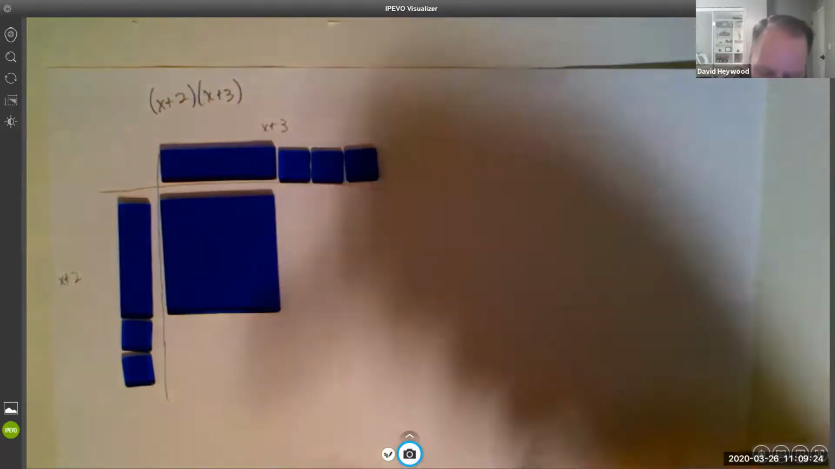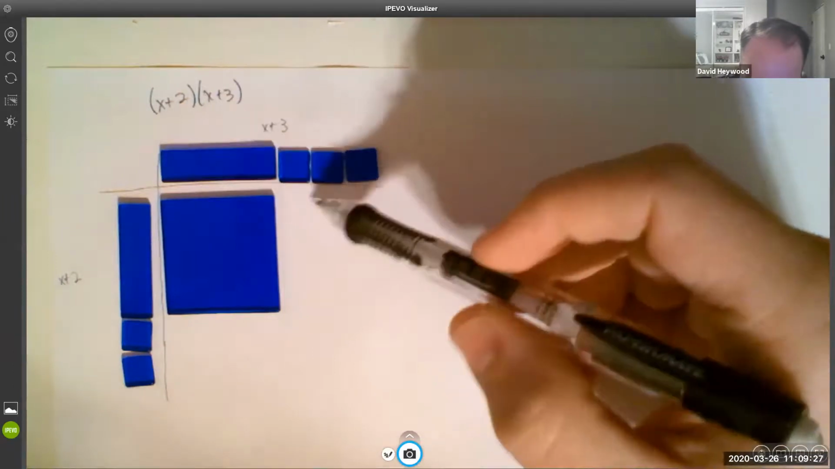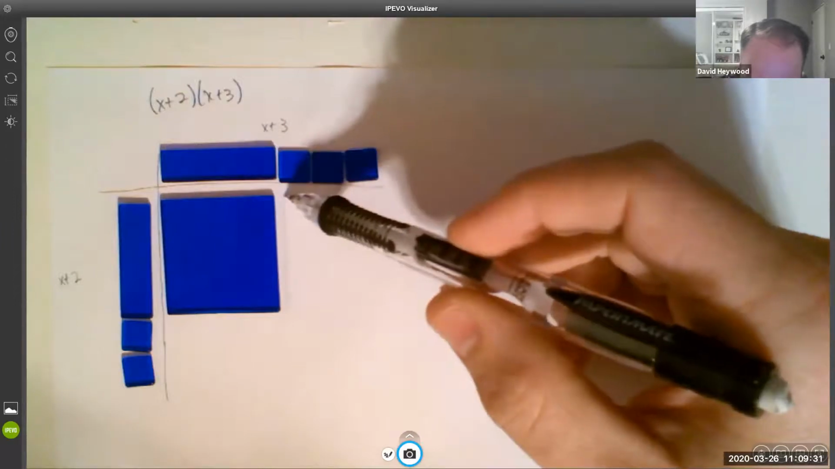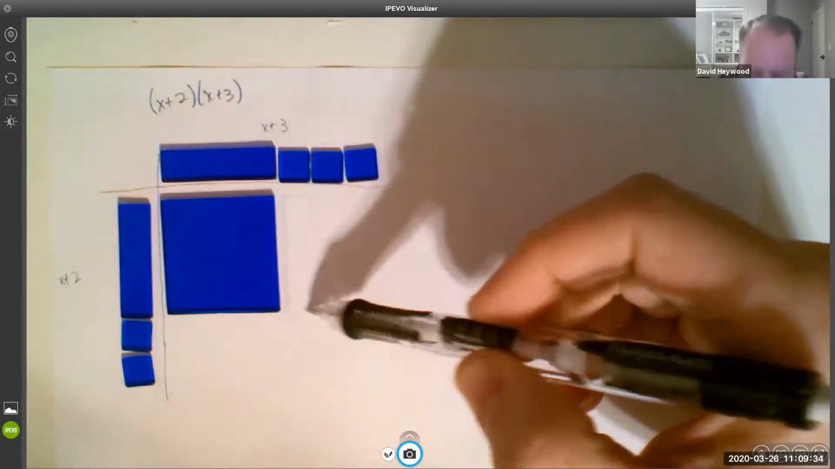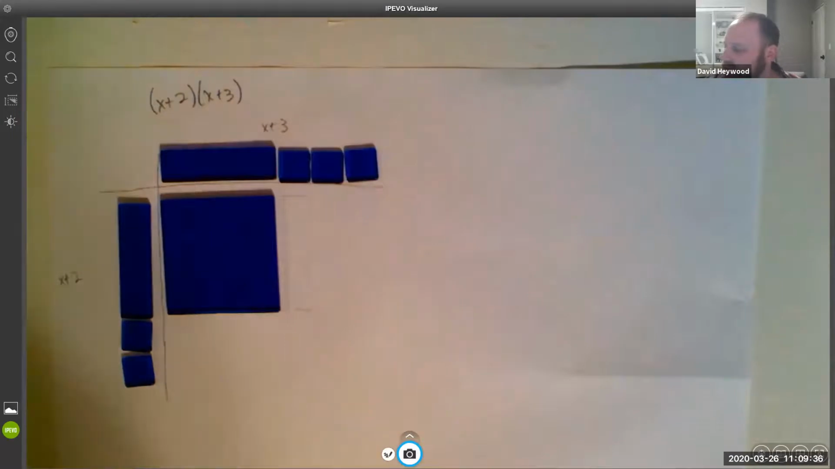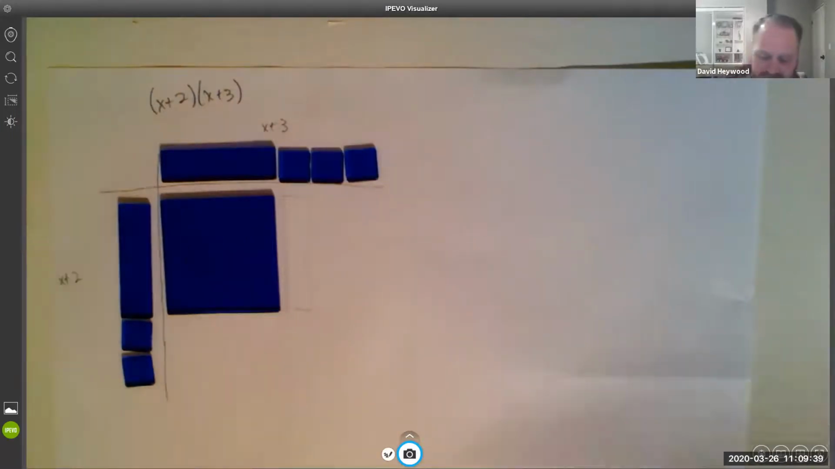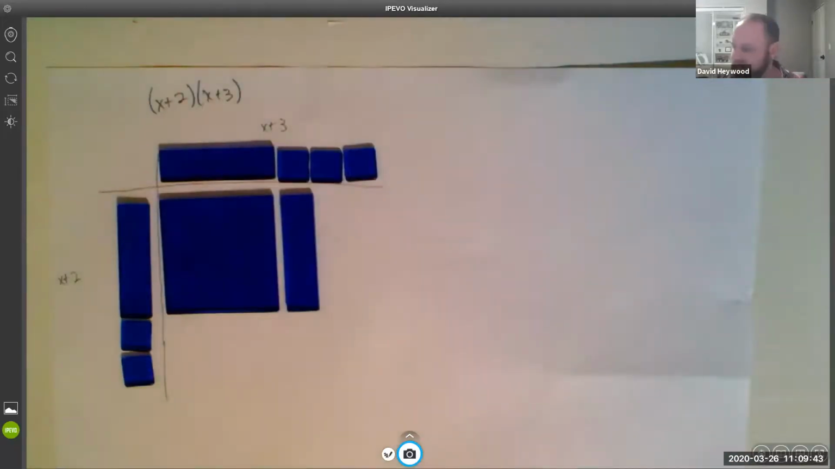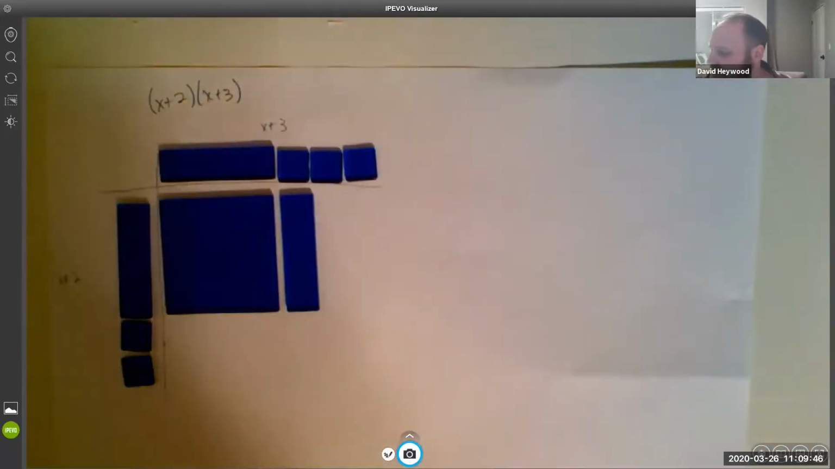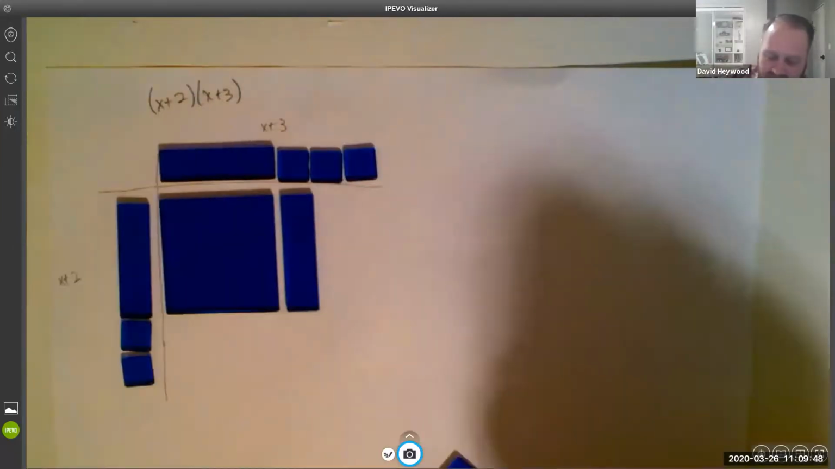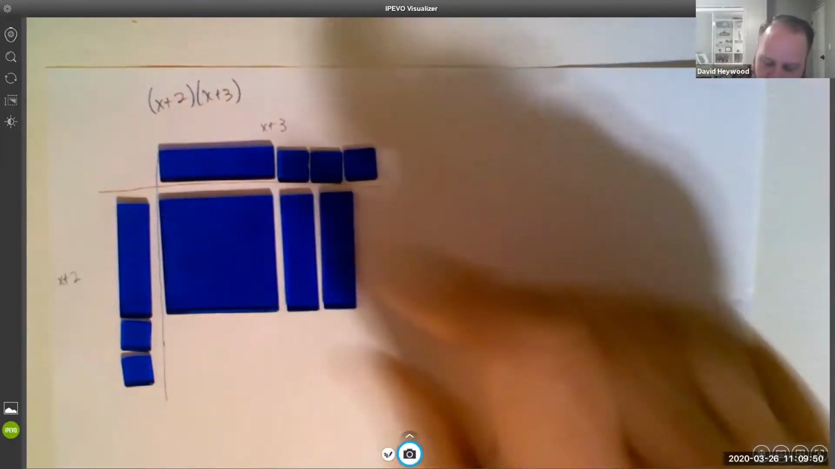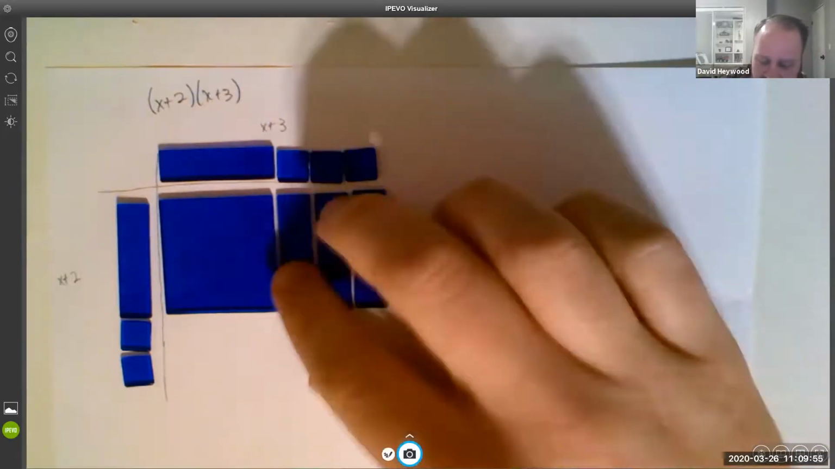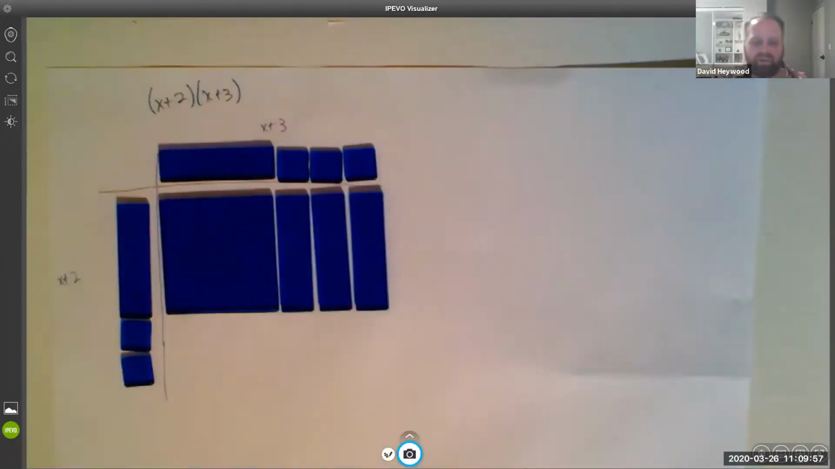If I'm thinking about what should go in this space right here, it has to have a length x and it has to have a width of 1. Well, what tile does that look like? Of course, that looks like an x tile, right? The same thing goes for the other two locations there across the top. Okay, it must be this situation. Those are the only tiles, okay, those are the only tiles that will fit there, right?